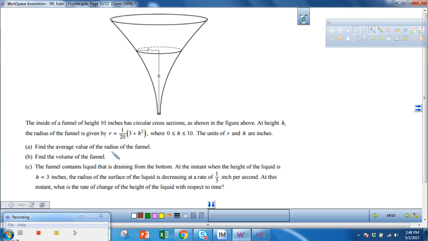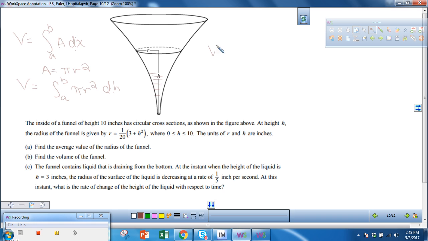Now, the B part was probably the most difficult part of that, but what you had to recall from when we do cross-sections is that volume is the integral of the area times the height. So it's the area times the height from A to B. In this problem, the area is simply pi r squared. So my volume is going to be the integral from A to B of pi r squared dh, because dh represents my height. My height is changing at every second. So this represents my height.